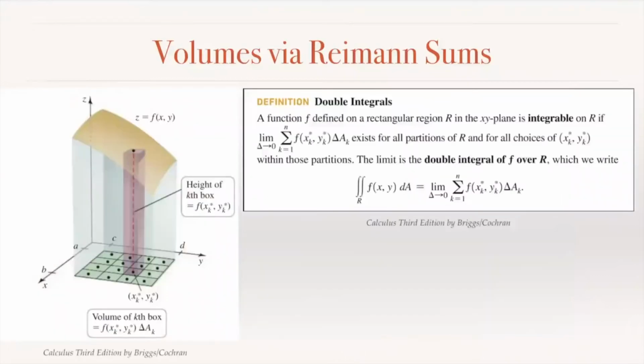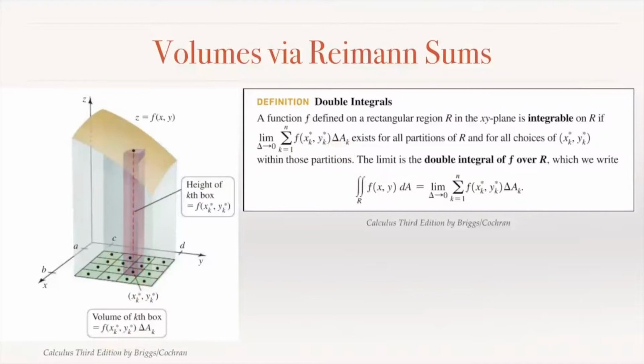So here's that rigorous definition for double integrals. A function f defined on a rectangular region is integrable if the limit as delta approaches zero of the sum of the height of the rectangle times its base exists for all partitions of that region. A partition being no matter how we divide it up, so long as the widths go to zero, and we can choose any point inside of each rectangle at which we evaluate the height.